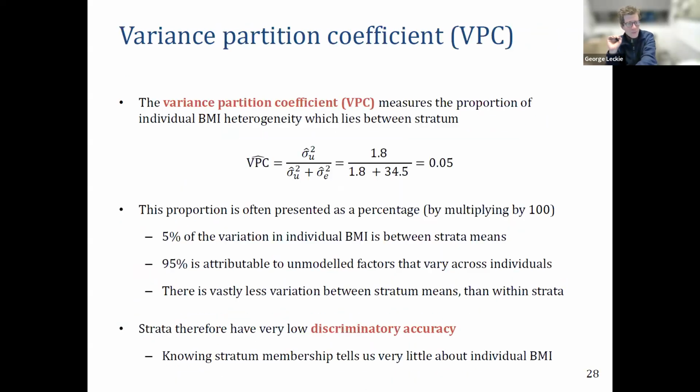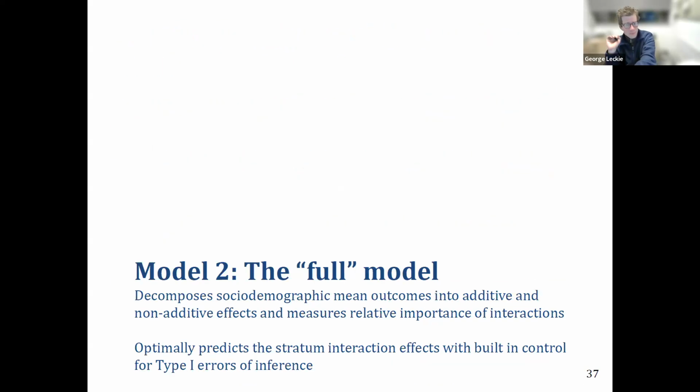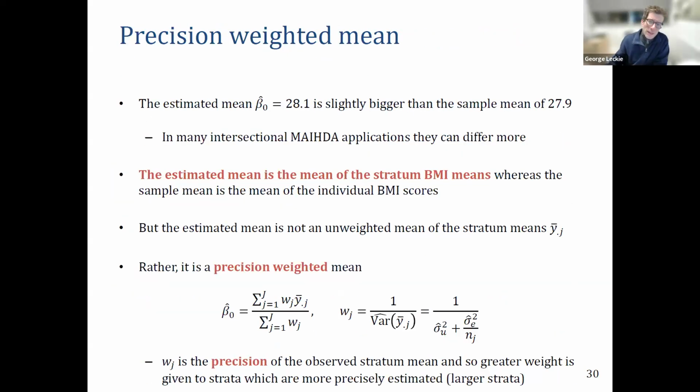Okay. And the reason for this is that whereas the sample mean is a straight average of the 33,000 data points, which is equivalent to a frequency weighted average of the observed stratum means, the estimated mean, that is the parameter estimate we get back, is neither of those things. Okay, it's not a frequency weighted average. It's not a straight unweighted average of the observed stratum means. It's called a precision weighted average.